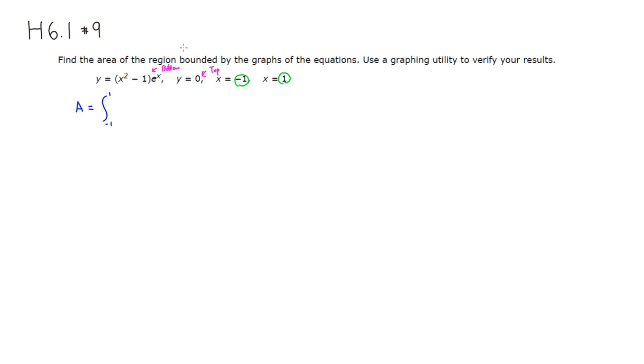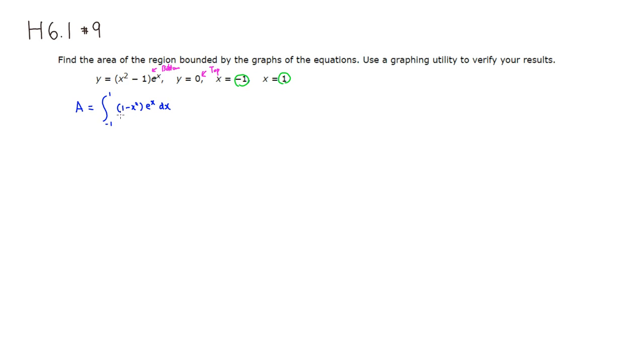So it's going to be 0 minus (x squared minus 1) e to the x. So I'm going to actually write it by distributing the negative sign, as 1 minus x squared, which is the same thing as minus (x squared minus 1), times e to the x, dx. All right, so let's evaluate this.